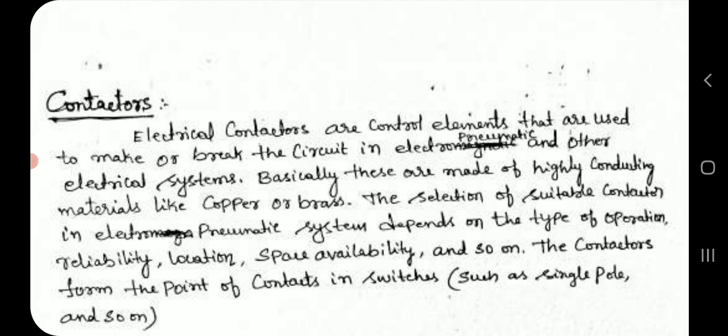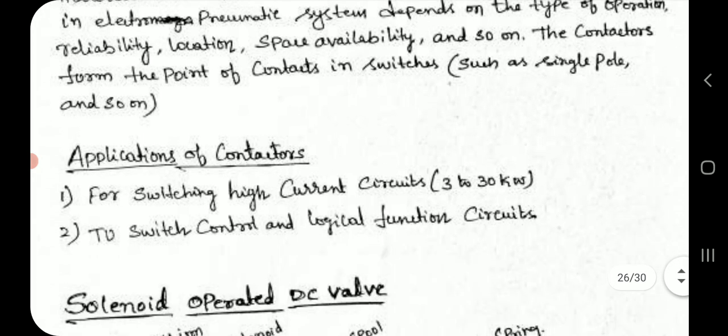Contactors. Electrical contactors are control elements that are used to make or break the circuit in electro-pneumatic and other electrical systems. Basically, these are made of highly conducting materials like copper or brass. The selection of a suitable contactor in an electro-pneumatic system depends on the type of operation, reliability, location, space availability, and so on. The contactors form the point of contacts in switches such as single pole and so on.